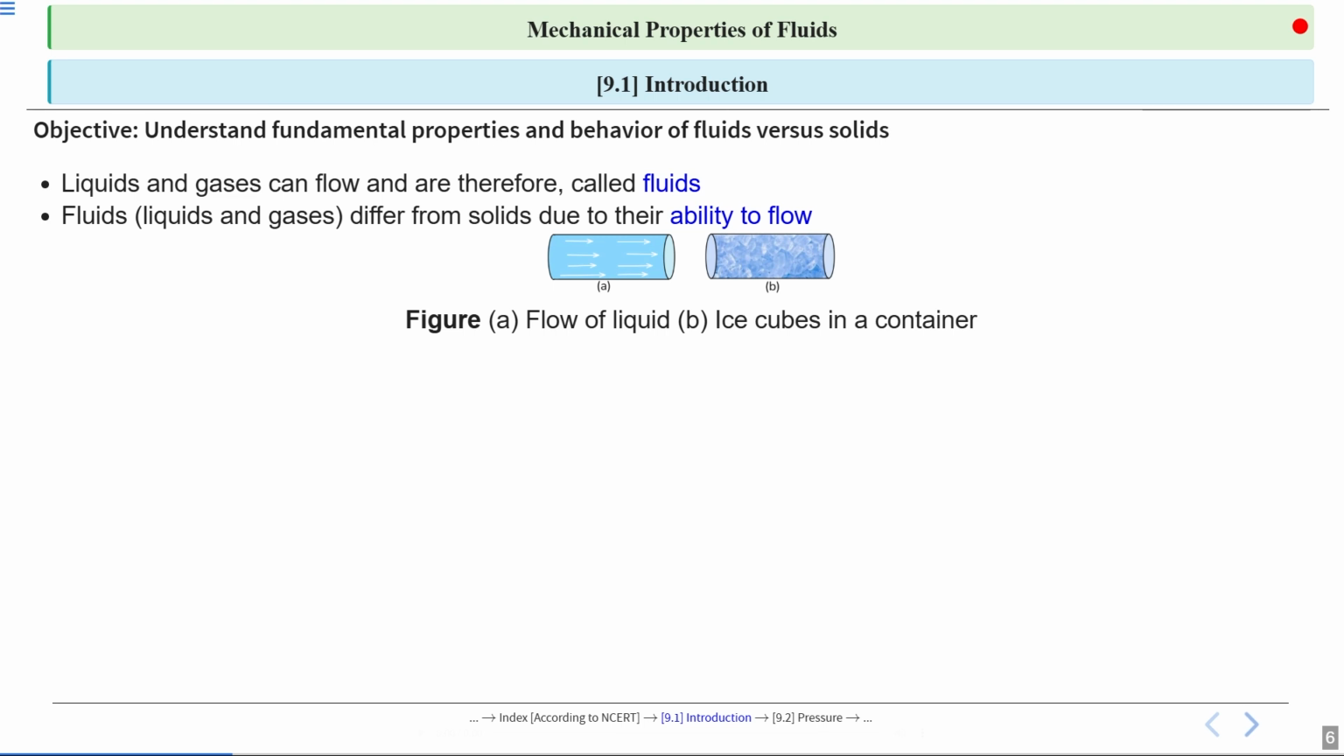So in the figure, you can see the flow of liquid compared to ice cubes in a container. This visual helps us understand that while solids like ice maintain their shape, liquids adapt to the shape of their container, demonstrating their fluid nature. Alright, so it means fluid can flow, whereas solids maintain their shape.